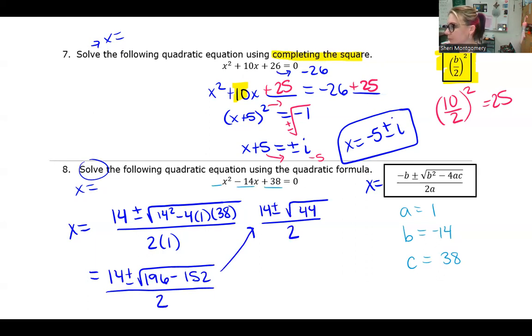Can the square root of 44 be reduced? Yes. What perfect square goes into 44? 4 times 11. So this is something I'm just going to do kind of off to the side. I'm going to just simplify my square root. 44 is the same thing as 4 times 11. The square root of 4 is 2, so I get 2 square root 11. I know that some of you can do that in your head, but don't make mistakes. Just do yourself some little side work. All right. Then I end up with 14 plus or minus 2 square root 11 all over 2.